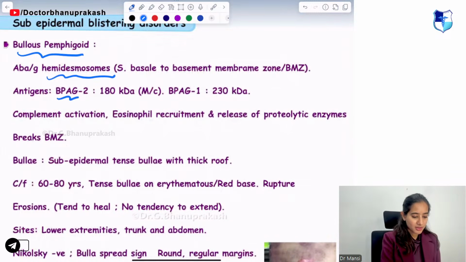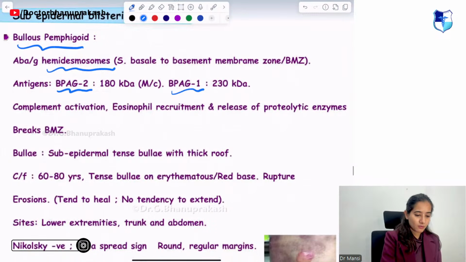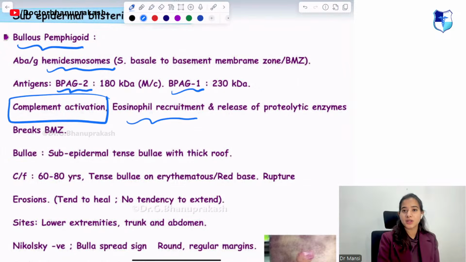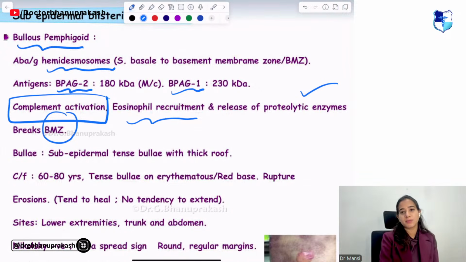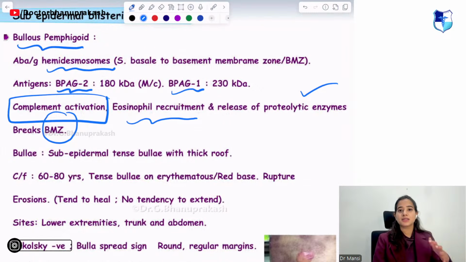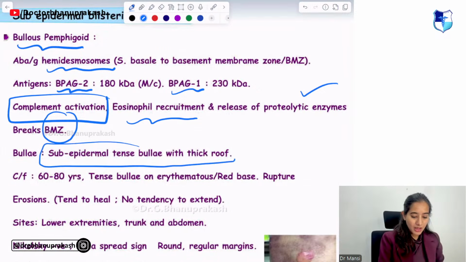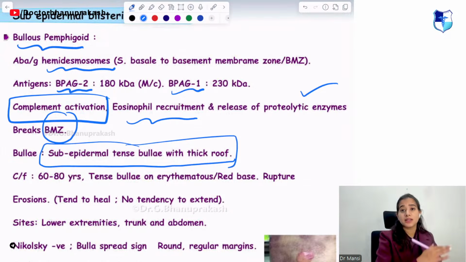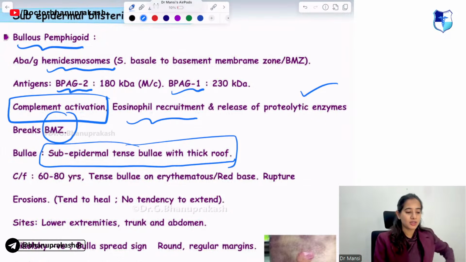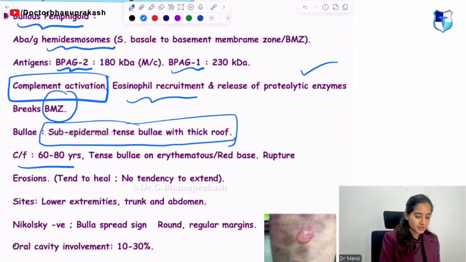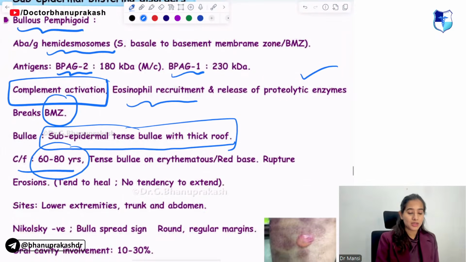Okay, the antigens which are involved are these, and what happens is there is an activation of the complement system which leads to eosinophil recruitment and release of proteolytic enzymes which break your basement membrane zone. Because the basement membrane zone is involved, the bulla is subepidermal and the roof is thick in them, whereas in pemphigus vulgaris and foliaceus there was a thin roof.